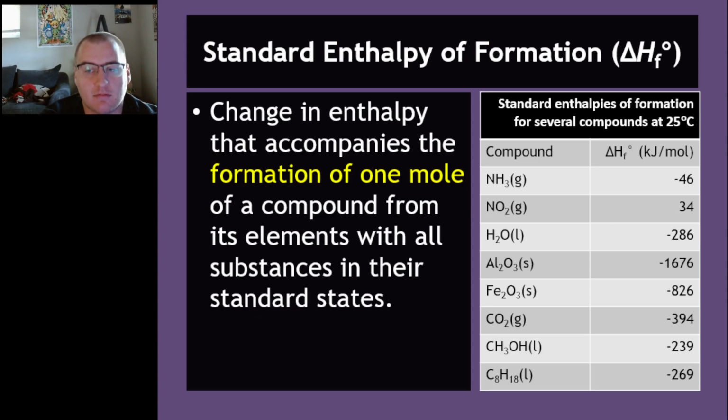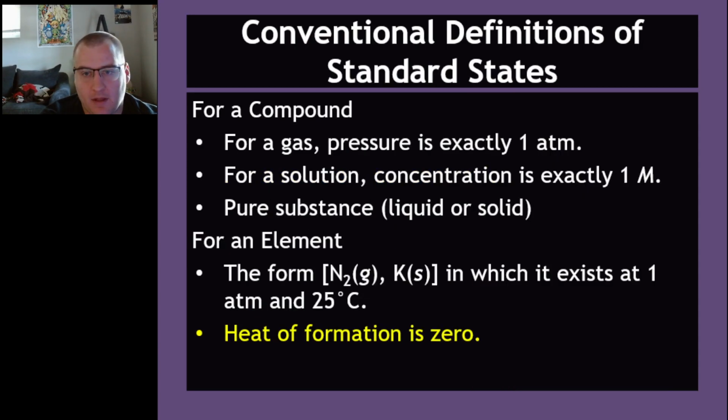For compounds, it'll always be a number. For a gas, we assume it's exactly 1 atm of that gas. For a solution, 1 molar. For a pure substance, liquid or solid, 1 mole. For a compound, you use the numbers on the table. Now, if you have a free element, so something like N2 or K, its heat of formation is 0. So any pure substance that's not a chemical bond is not going to have any heat of formation. It is going to be at its standard 0.